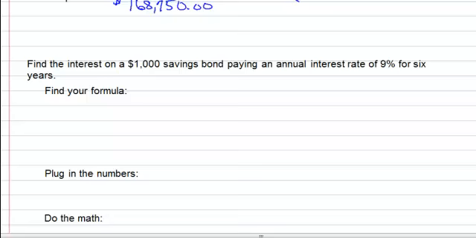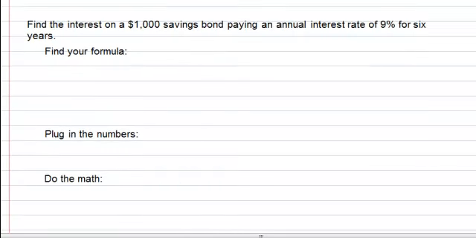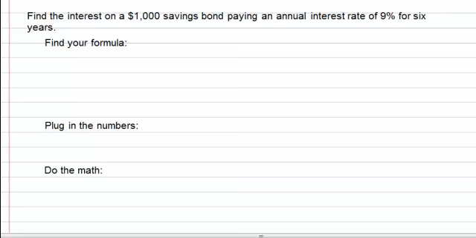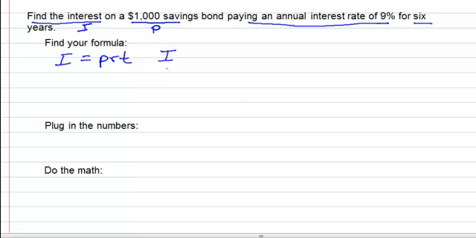So this one is a little bit different. It says find the interest on a $1,000 savings bond. So $1,000 savings bond, that's our principal. That's what we're investing. We want to find the interest. It pays an annual interest rate of 9%, and it goes for 6 years. So again, our formula, I is equal to PRT. I really suggest that you write this every single time. And then interest, principal, rate, time.